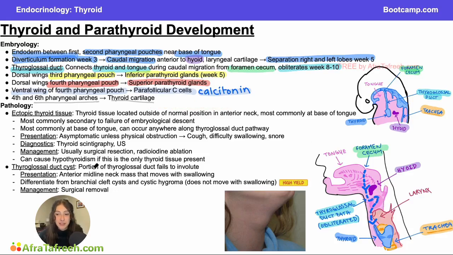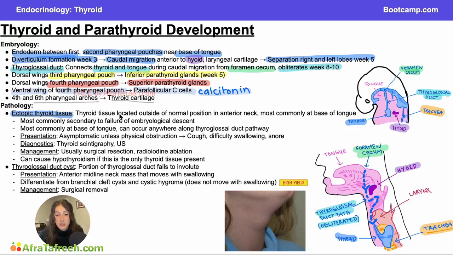So we've covered some of the embryology of the thyroid gland, but what happens when things don't go as planned? Well, our first pathology, ectopic thyroid tissue, is going to be a result of your thyroid not descending all the way down the path of the thyroglossal duct. So we're going to have a halt in our descent earlier in this pathway.